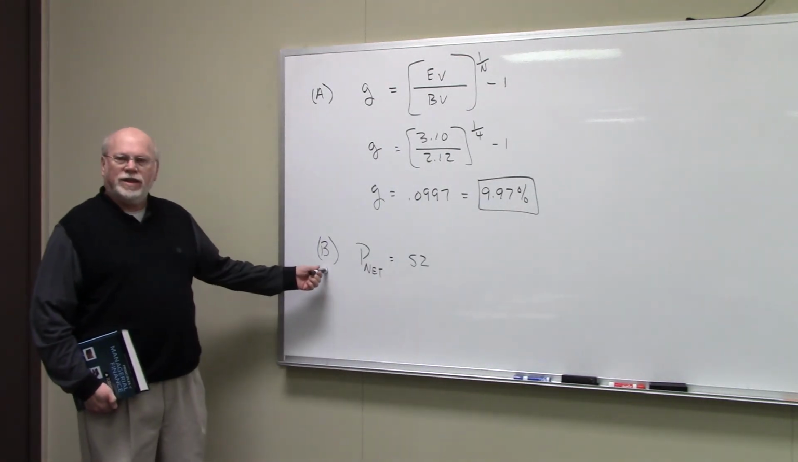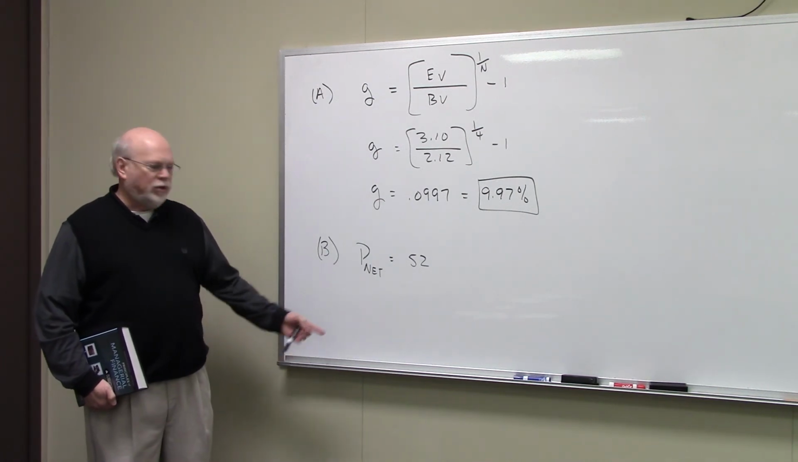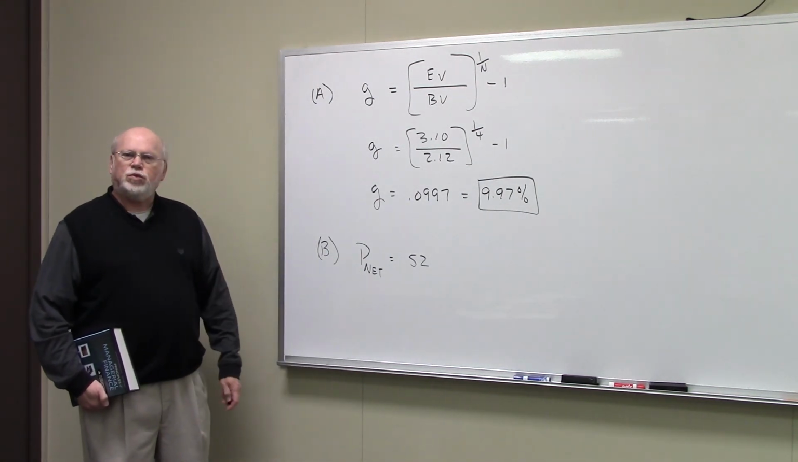It also asks us what the net proceeds are on the sale of common stock. They gave us that in the problem, really, and the answer was $52.